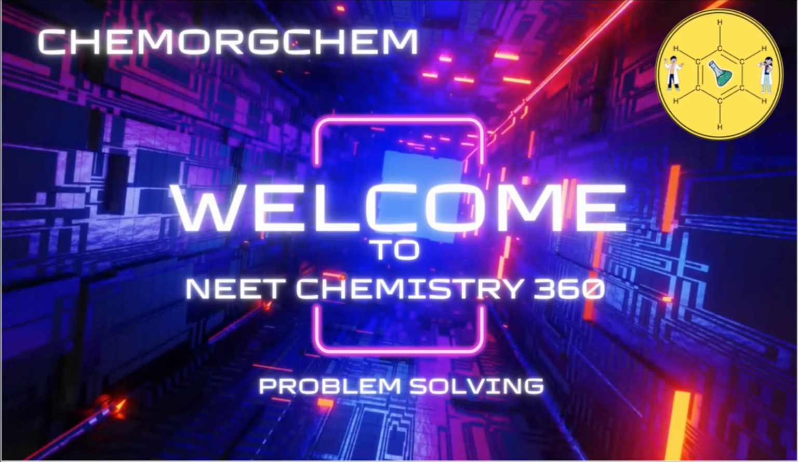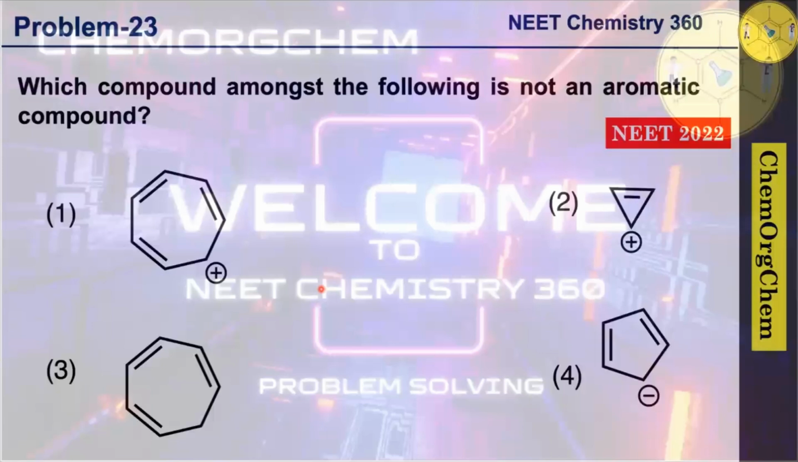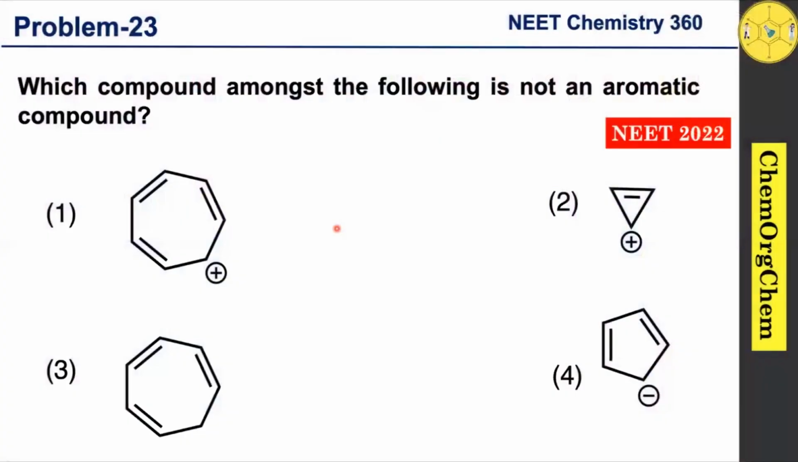So let's see today's problem. Here, today we are going to tackle a classic organic chemistry question that appeared in NEET 2022. Here is the question we will be working through: Which compound amongst the following is not an aromatic compound? We are given four cyclic structures labeled 1 to 4, some with pi bonds and formal charges. So let's move to the solution.